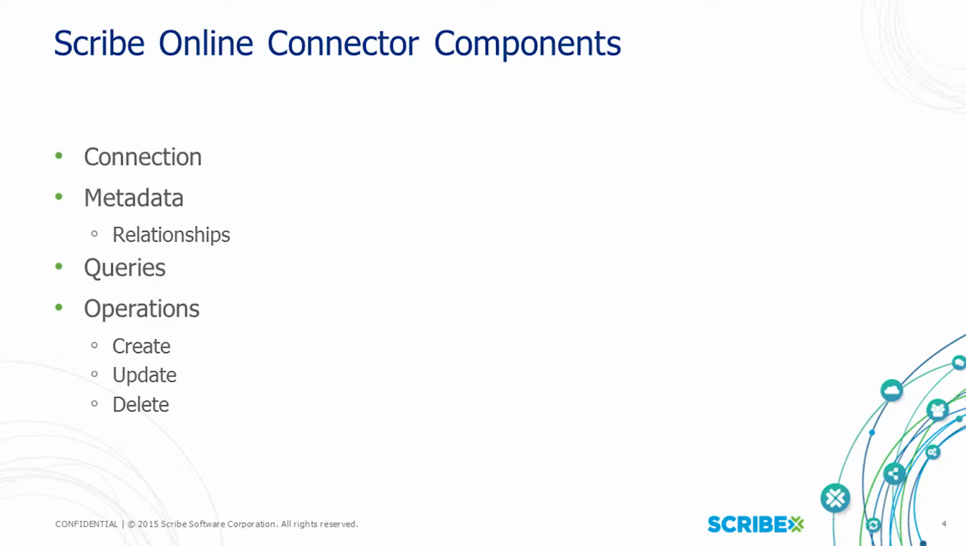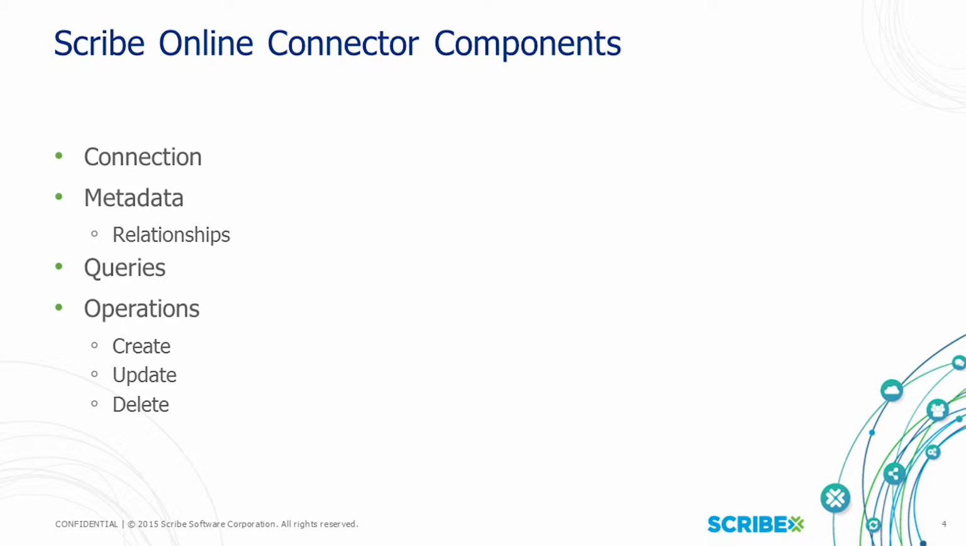Today we're going to talk about the components that go into creating a connector, and these components are the same whether you choose to use the Connector Development Kit or the FAST framework. You have to build these four main components into a connector to work with Scribe Online. Conceptually, we're going to work with the Connector Development Kit, and we'll talk about how to use these components and work with the FAST framework in a future episode. So today, the four main components are connection, metadata, queries, and operations.